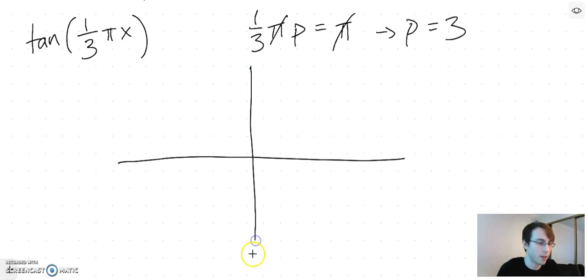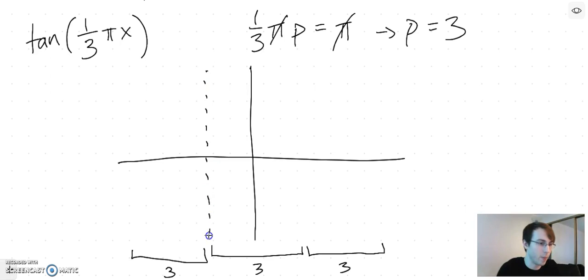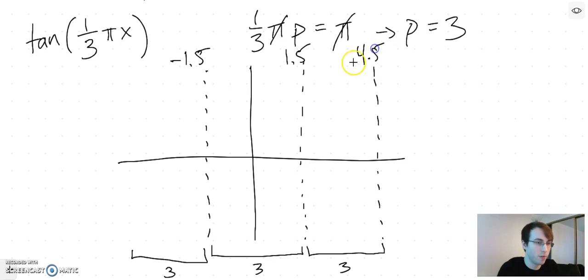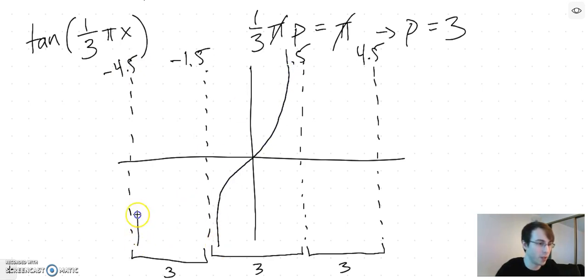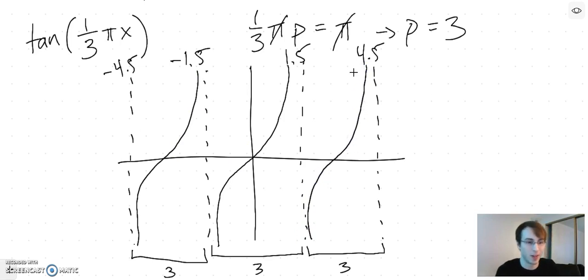So this distance has to equal 3, this distance has to equal 3, this distance has to equal 3. So asymptotes should be at negative 1.5 and 1.5 and 4.5, likewise negative 4.5, and then we've got our tangent going between those. So there you go. That's how you deal with modifications to the period of trig functions.